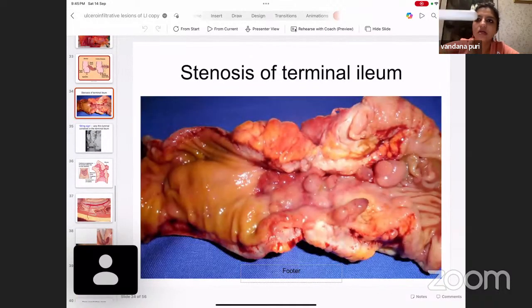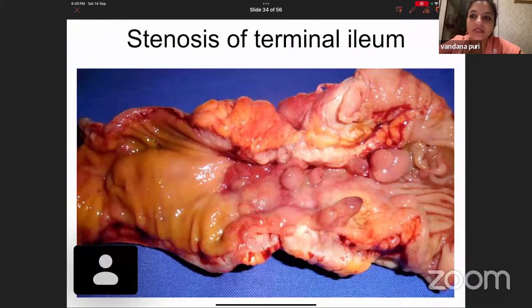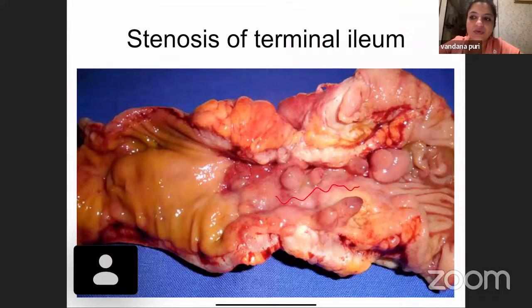Okay, look at this. Because of the ulcers, this is what is a serpiginous ulcer. You can see this is the remaining mucosa here. So this is cobblestoning. And what you see here is the lumen is narrowed. So this causes stenosis. There is narrowing or stenosis of the terminal ileum in this case.